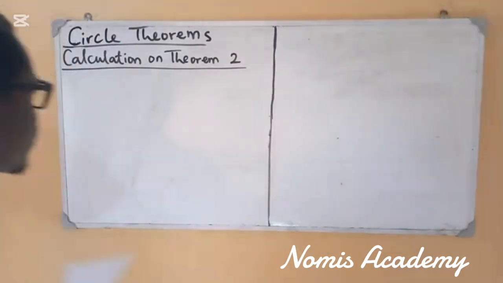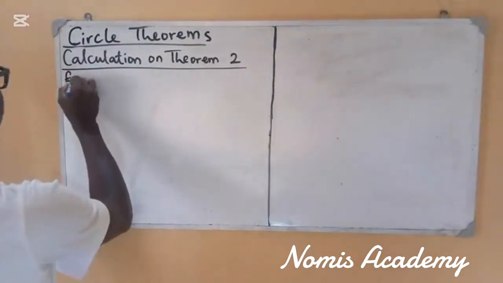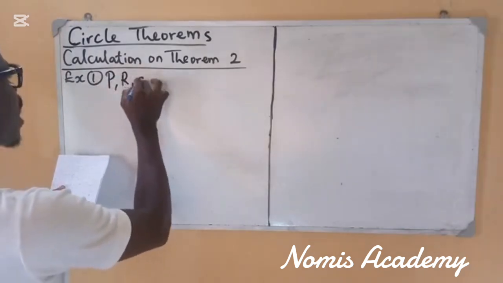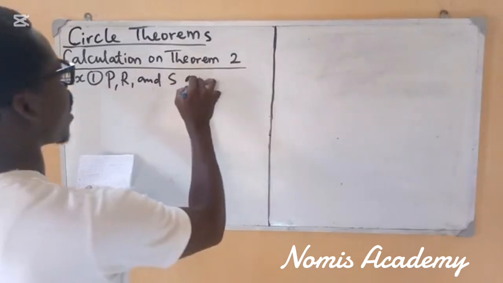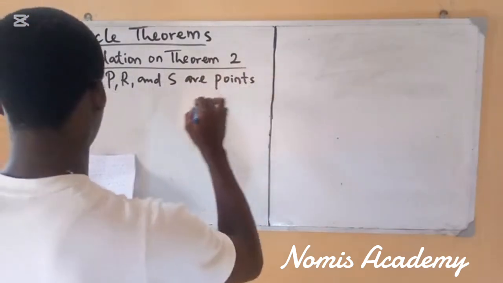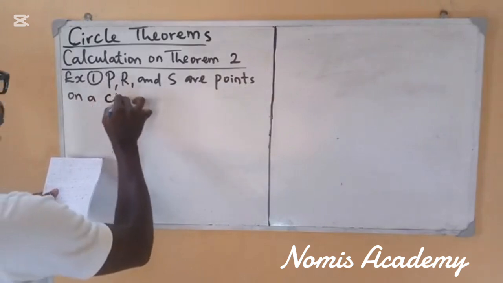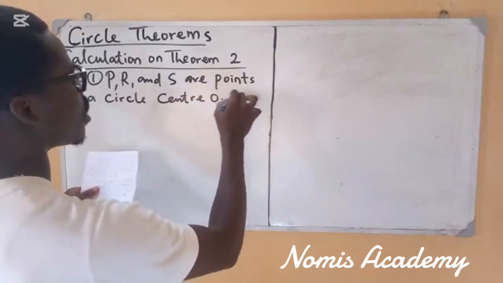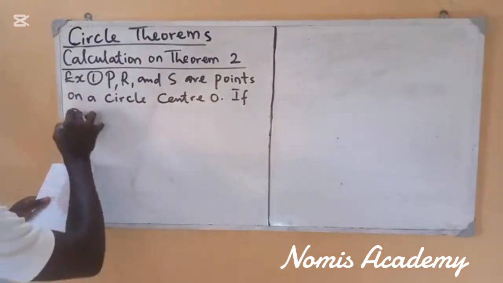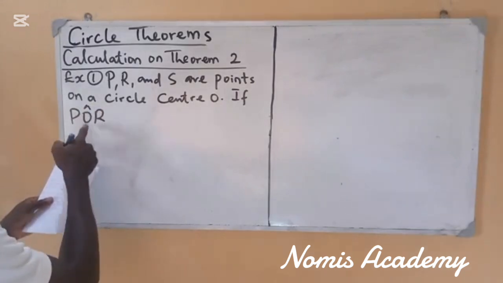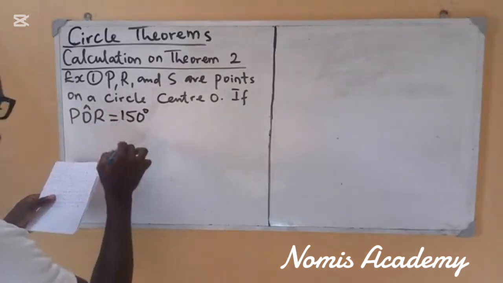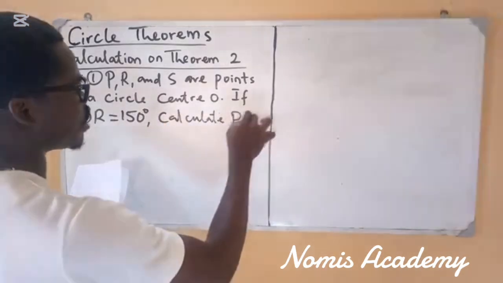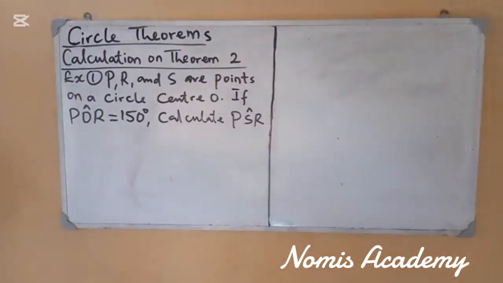So let's pick the first example. Example 1. It says that P, R, and S are points on a circle, center O. If angle POR at O is equal to 150 degrees, then we're asked to calculate PSR. We're asked to calculate PSR.